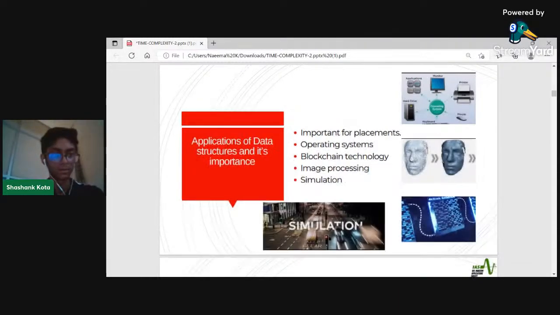So now we have seen the types of data structures. Now the last thing is the application of data structures. Always remember that data structures and algorithms are the core for placements. They are very much required for you to grab a good package. So this is on a personal application. So apart from the personal, the other advantages and applications of data structures are operating systems, image processing, simulation, and blockchain technology. So by blockchain technology, you must have heard about NFTs and cryptocurrency.